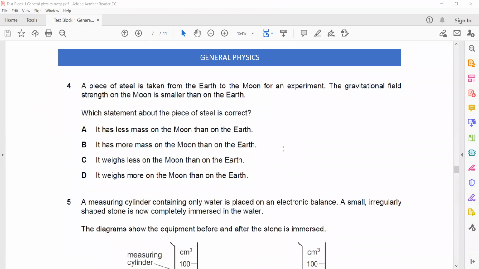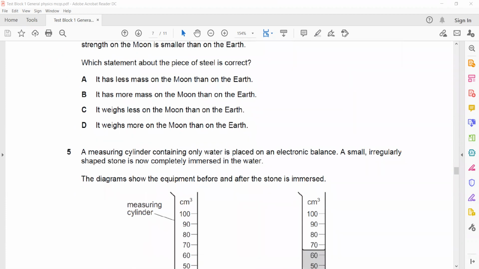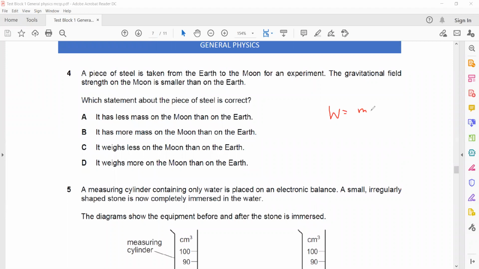A piece of steel is taken from Earth to Moon. The gravitational field strength of the moon is smaller. Which statement is correct? Whenever weight decreases, as we know, weight is equal to mass times gravity. So if gravitational force is weaker, it means the weight will also decrease. So it weighs less on the moon as compared to that on Earth. It has less mass, mass will not change. It has more mass, mass will not change. It will have more weight if the gravitational field strength of the moon is higher. But because the gravitational field strength of the moon is weaker, its weight will decrease.